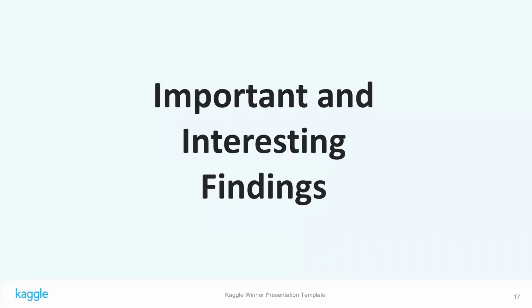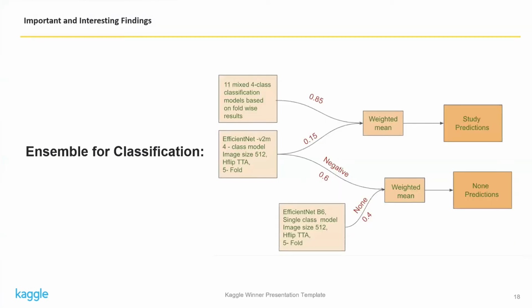Talking about some important findings, we tried our best to combine study and image level models and try ensemble strategies. For study level, we simply took the weighted mean of 16 different model predictions for each class based on the fold-wise results. While for image level predictions, we noticed that none predictions are highly correlated with study negative for pneumonia class. So we combined some of the study models in the ensemble for none predictions too. Weights of all these ensembles were solely determined by the validation score and diversity.